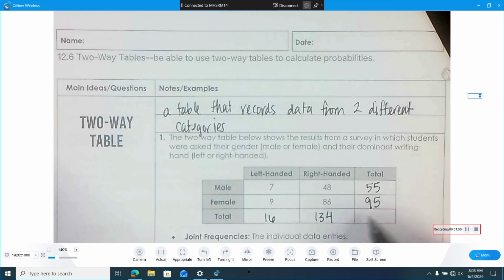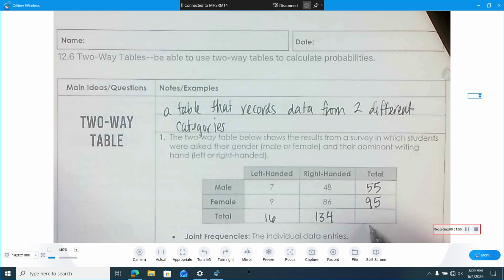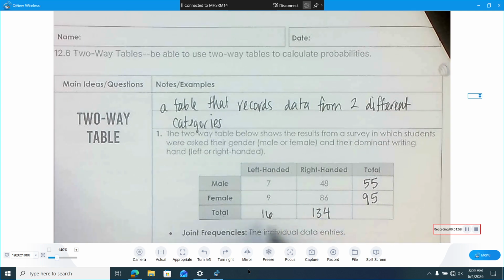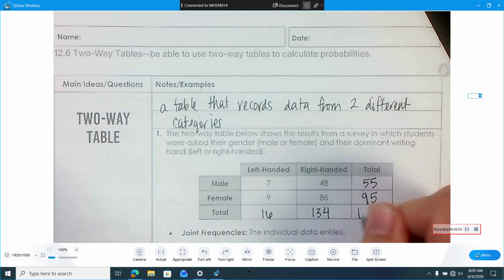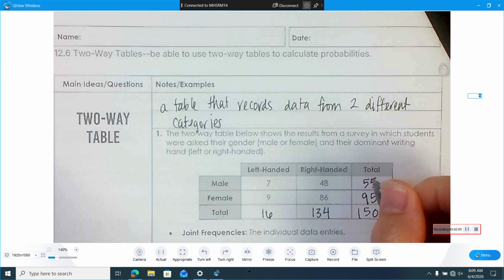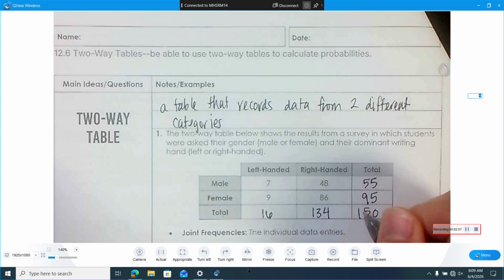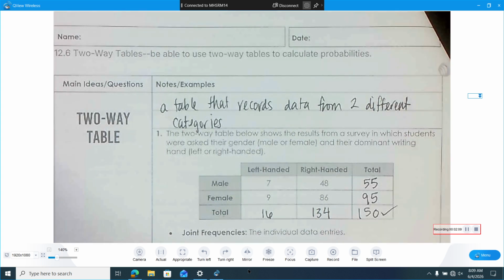Now, what's nice here is this total is a good way to double check both directions to make sure you did everything correctly. What is 16 and 134? 150. And then 55 and 95 is also 150. So it checks both directions. It's a good way to double check.